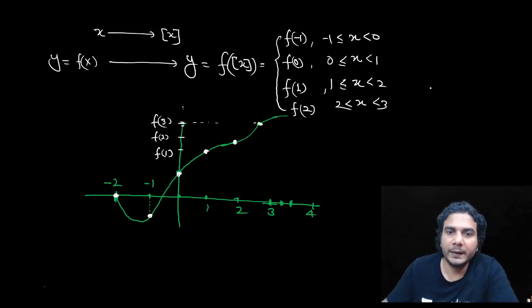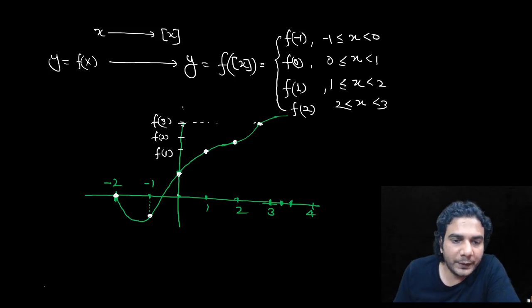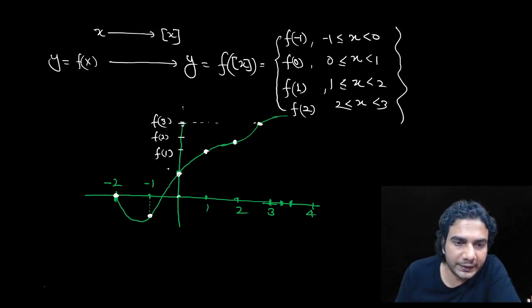Now what will happen? Whenever x lies between 0 and 1, see, I have written it here, you need to plot f of 0. So this is f of 0, right? So this f of 0 will continue, okay, up to 1. Now between 1 to 2, what graph do you need to plot? You need to plot y is equal to f of 1.